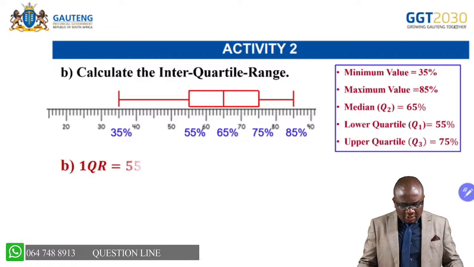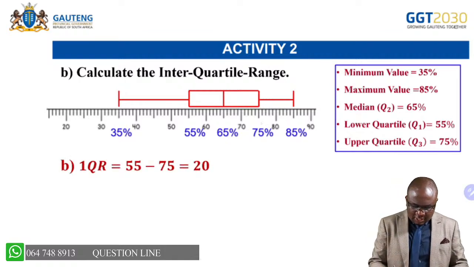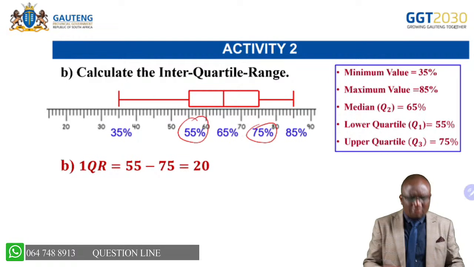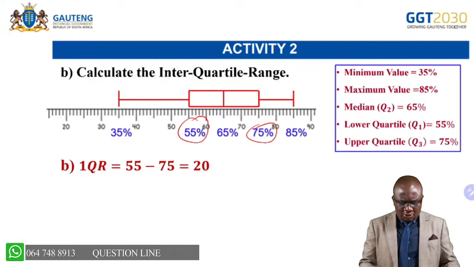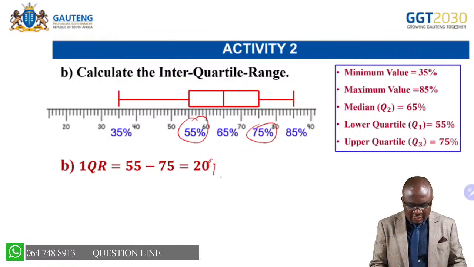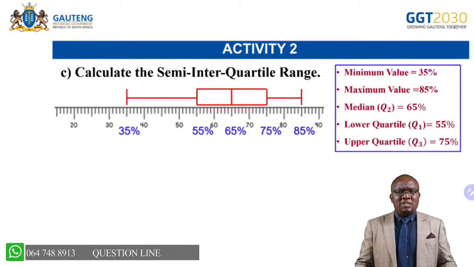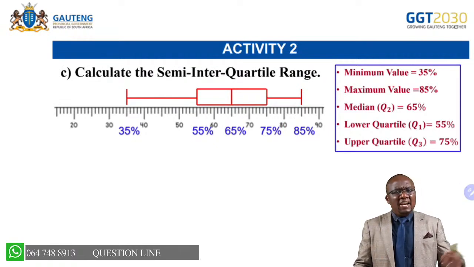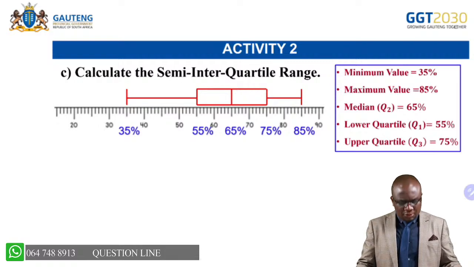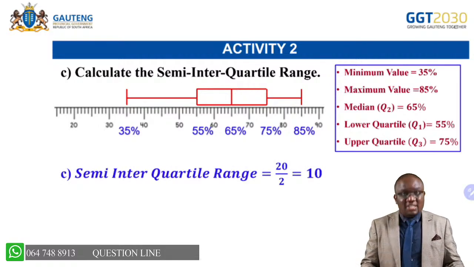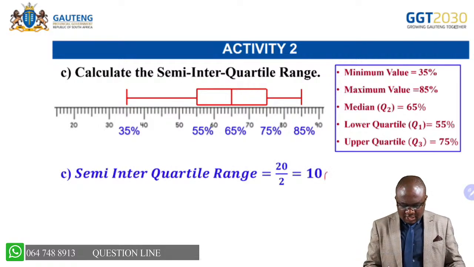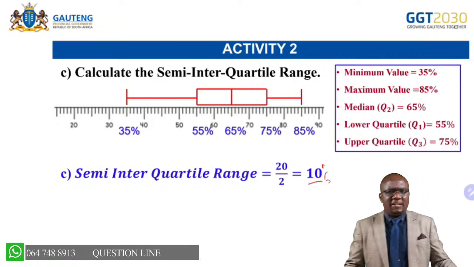And then now calculate the interquartile range. It will be the upper quartile minus the lower quartile. Don't forget that these are easy marks. So 75 minus 55 is 20%. So that's the interquartile range. And then what is the semi-interquartile range? Divide your interquartile range by 2. So it's going to be 20 divided by 2, which is 10%. That's the semi-interquartile range.